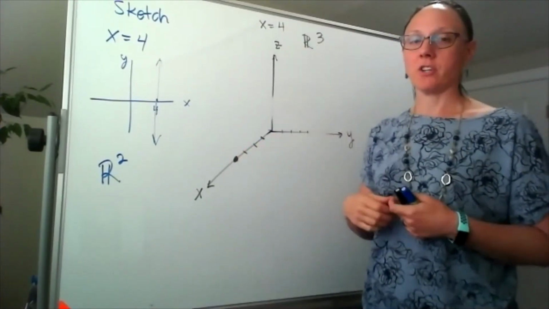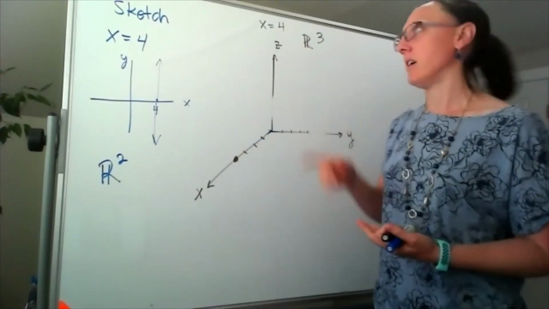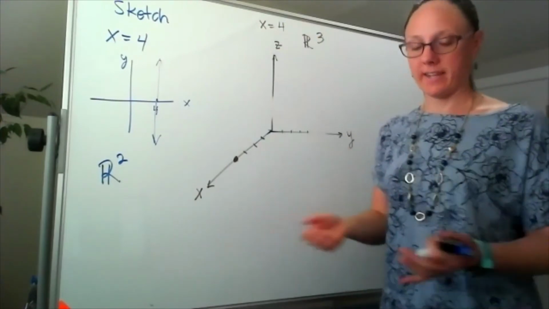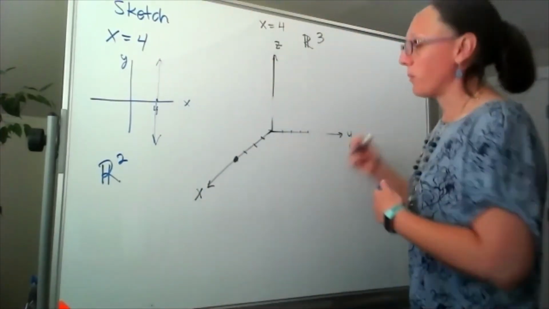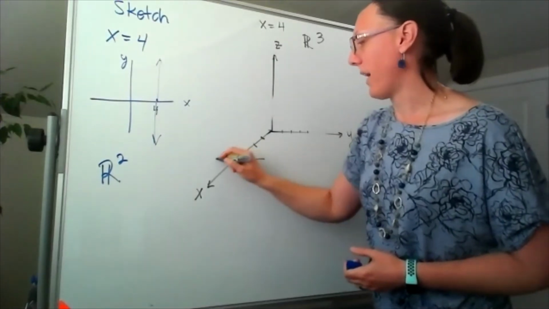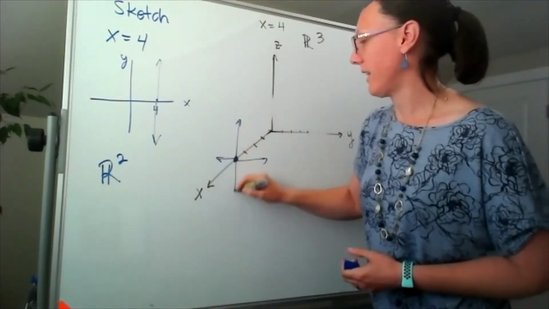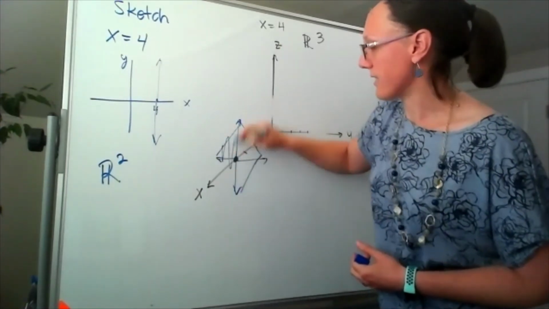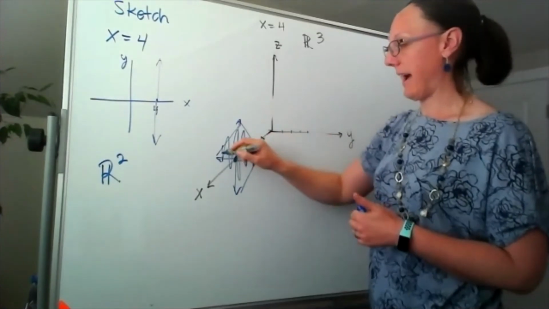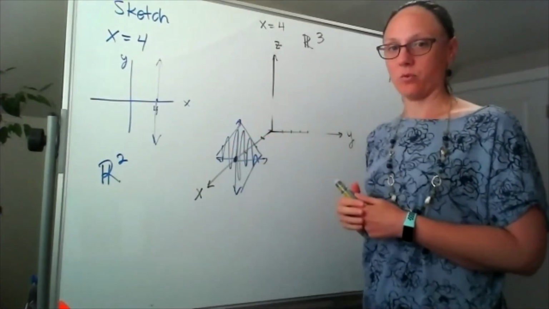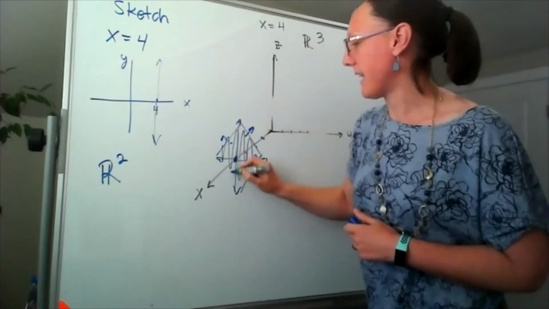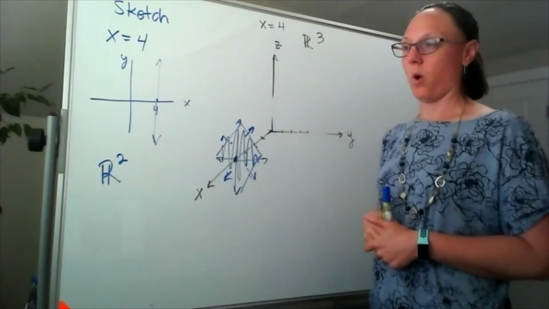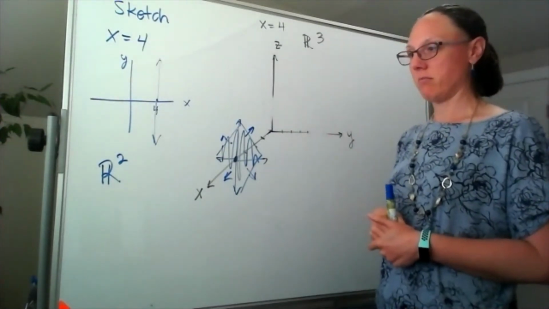Because I was in 3 dimensions, I was expecting to see an x, a y, and a z show up in the equation. We're missing a y and a z. So I'm going to extend in the y direction and in the z direction. So x equals 4 is actually this plane that lies out at x equals 4. And technically that plane is extending forever because it's going to extend for all possible y and z values.